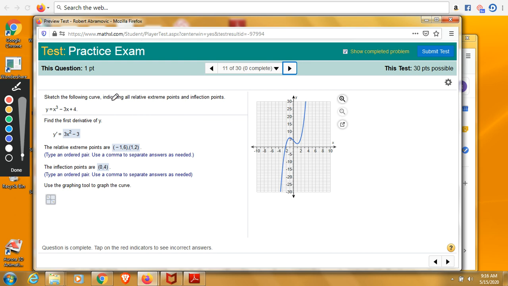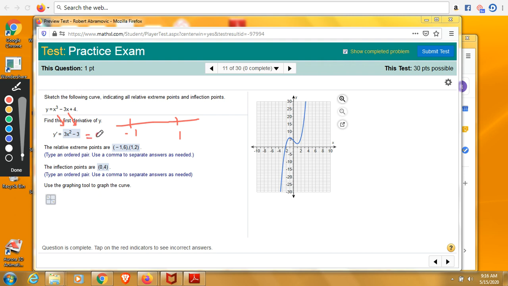Sketch the following curve indicating all relative extreme and inflection points. y equals x cubed minus 3x plus 4. So to sketch this, remember, we need to differentiate the function. When you differentiate this function, you get 3x squared minus 3. This means the critical numbers are -1 and +1, because when you set this equal to 0, what you end up with is -1 and +1.